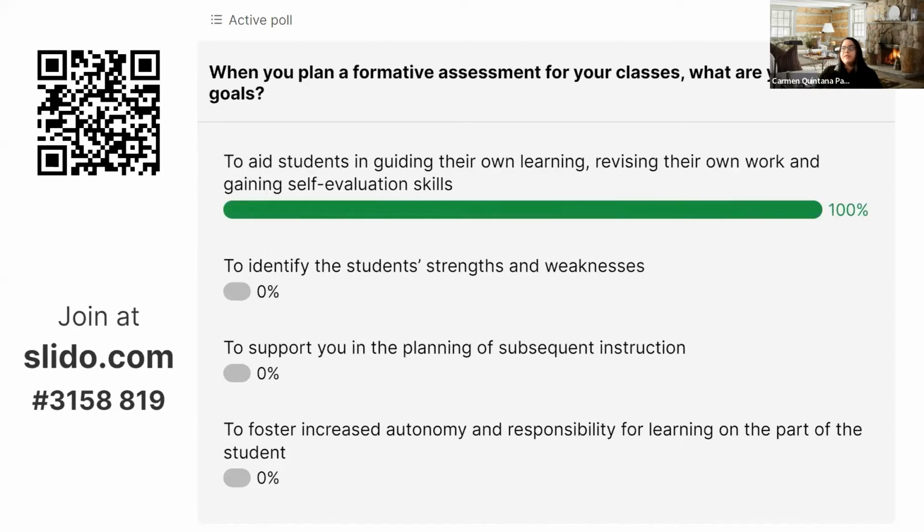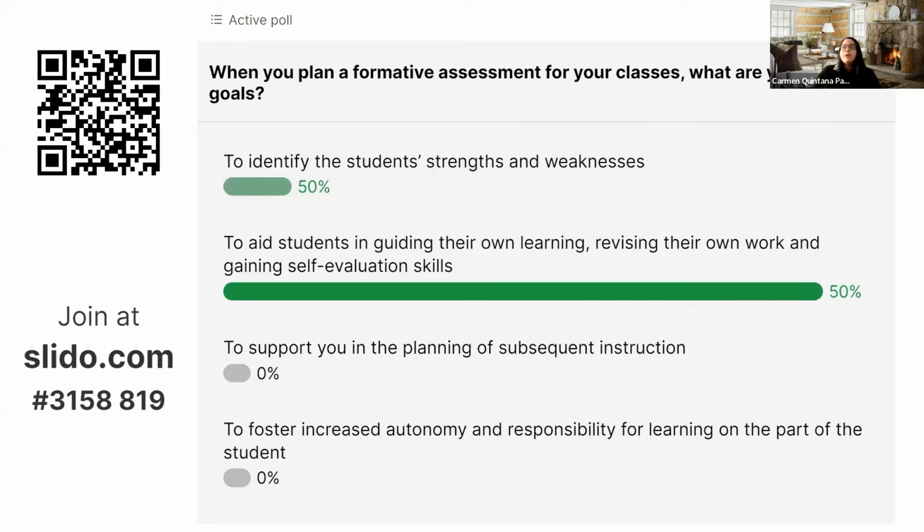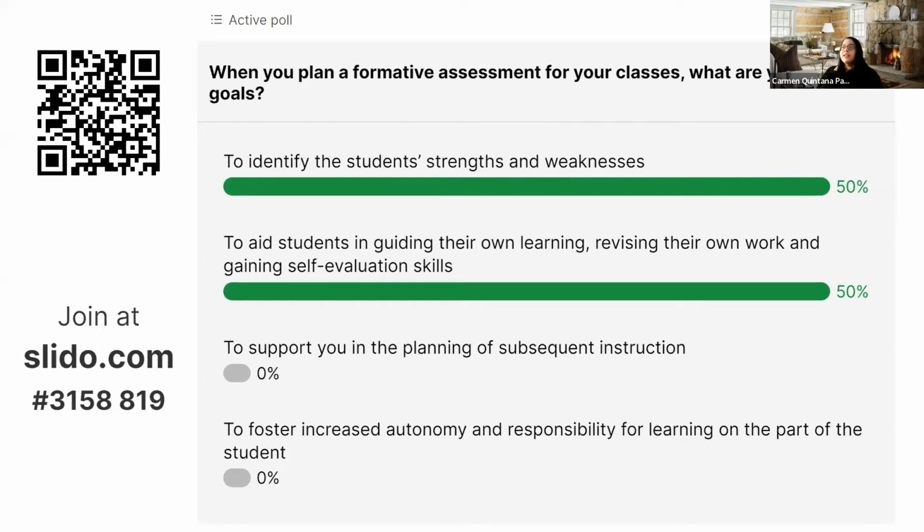All right, I see some of you have already started to answer. Come on, scan the QR code. Let me know what you're thinking. This is super important for us to learn from you. What are your primary drivers? So scan the QR code. I see somebody's posted in the chat 1 and 3. So identify student strengths and weaknesses and support the planning of subsequent instruction.